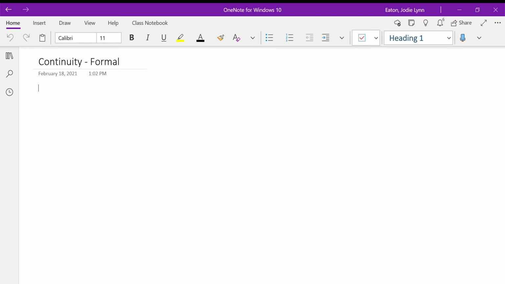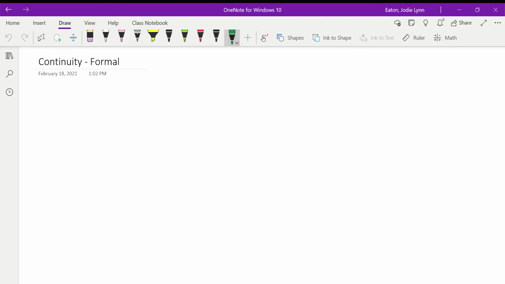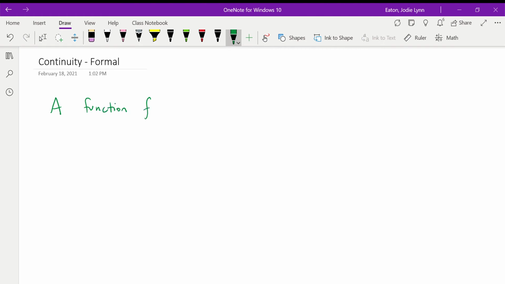We've been talking about continuity for a few lessons now. Today we're going to look at a formal definition of continuity. So, a function f is continuous at x equals a. So we're looking at one particular value, we can say whether a function is continuous at that value.